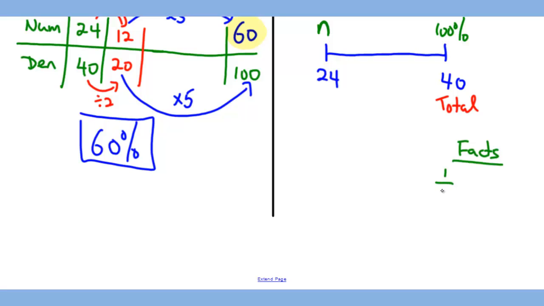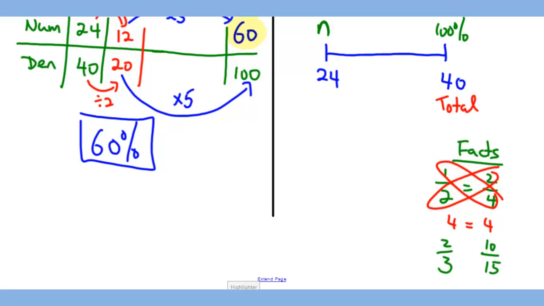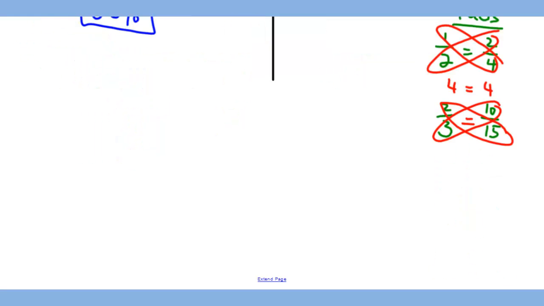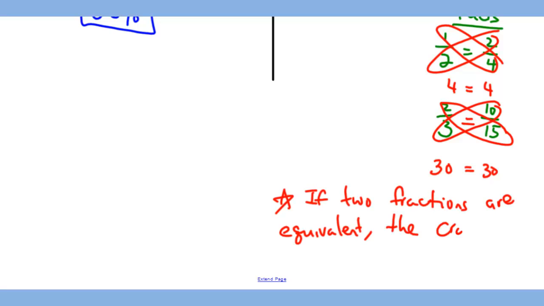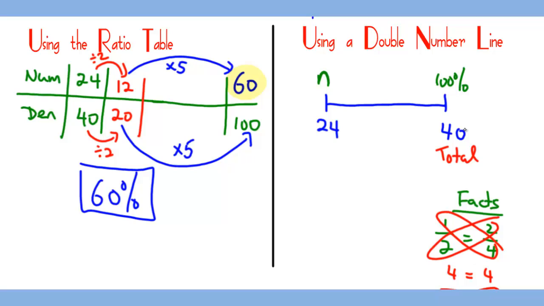Before I even continue, let's go over some facts that you need to know. If I have equivalent fractions such as 1/2 and 2/4, and I cross multiply them, both of them give me 4. Let's try it with another example, 2/3 and 10/15. Again, they are both equivalent fractions. When you multiply using cross products, they both are 30. So the fact I'm trying to show is if two fractions are equivalent, the cross products will be the same.